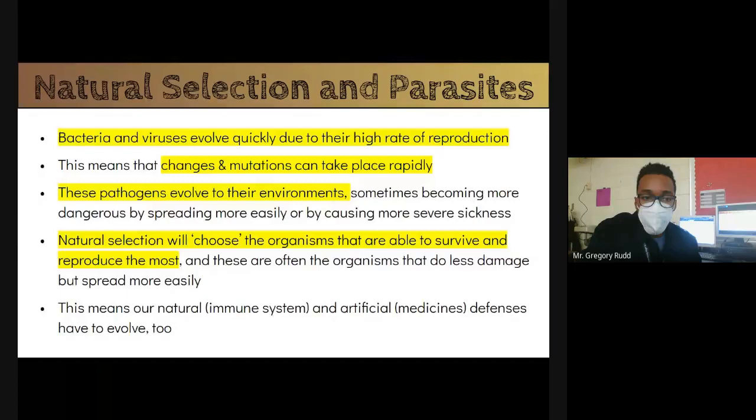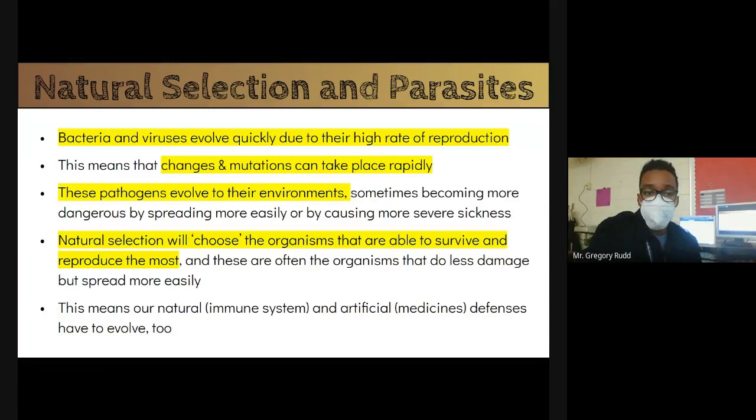That means that our natural and artificial defenses have to evolve as well, meaning our immune systems have to get better and our medicines have to get better in order to meet the challenges of these evolving viruses and bacteria.